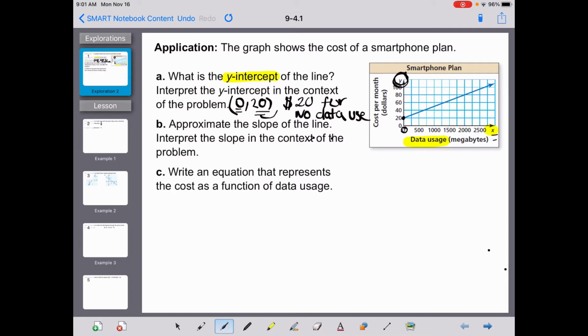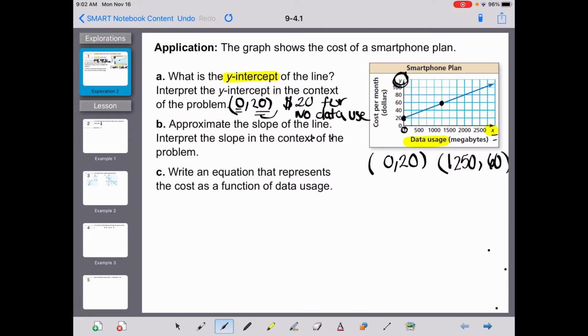Part B says, approximate the slope of the line and then interpret the slope in context of the problem. To find the slope, you want to find first two nice pretty points and write out their coordinates. You could count rise over run, but it's a little more difficult when you have larger numbers and intervals. So I'm going to write it out as (0, 20) and (1250, 60).